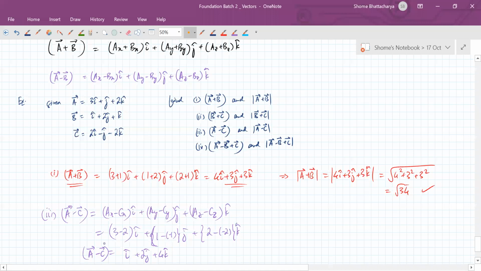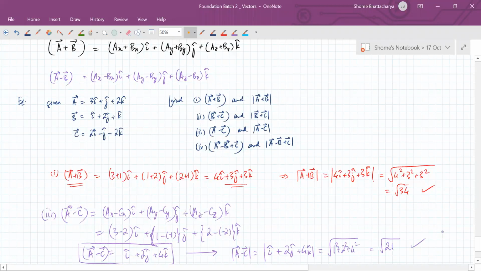Okay. So now magnitude of A minus C will become magnitude of this vector I plus 2J plus 4K. So that is square root of 1 plus 4 plus 16. So that is square root of 21. So this becomes the magnitude of A minus C.